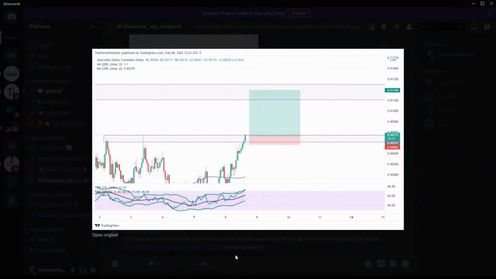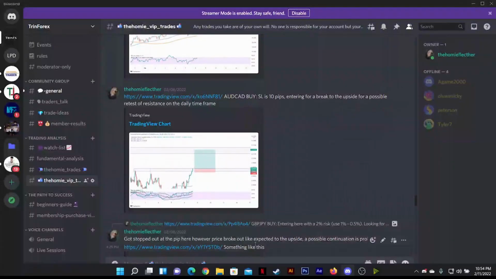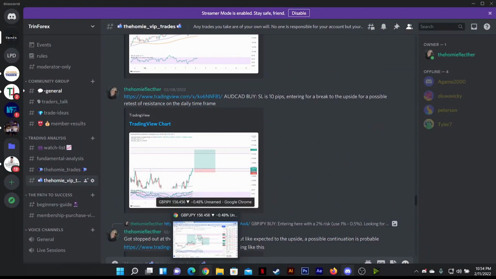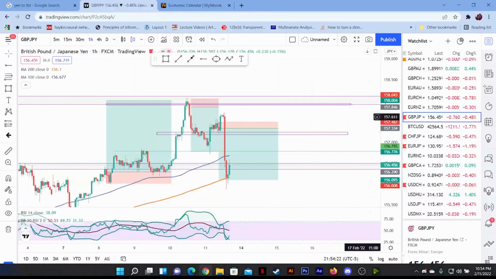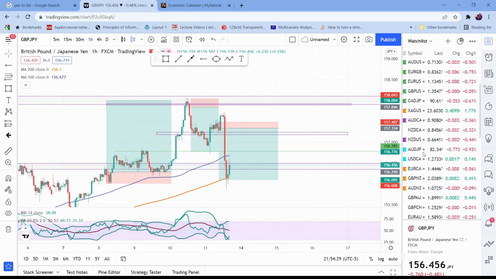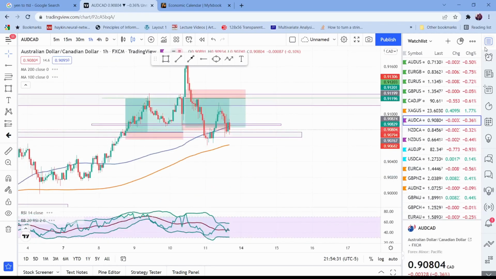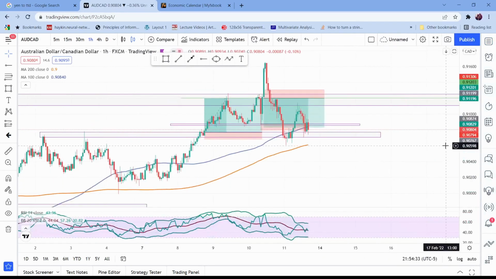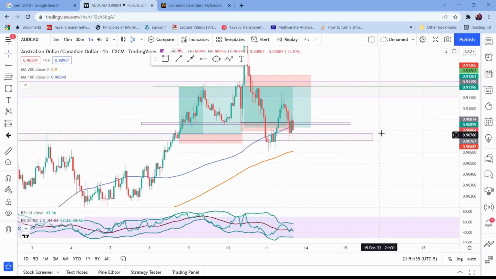AUD CAD, another one. Oh my god, guys, I can't stress how profitable the VIP group really can be at times. It's just phenomenal, to be honest. And I say that, I'm not hyping myself. I'm not a hype driver or anything like that. It's just plain old truth.